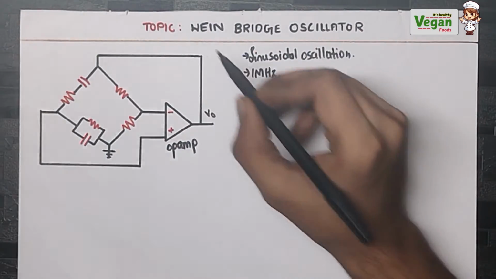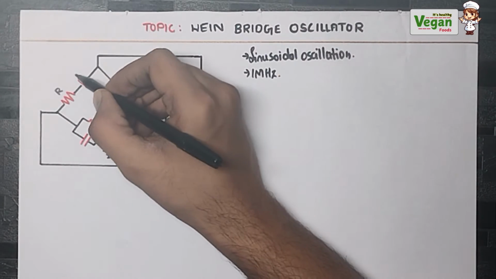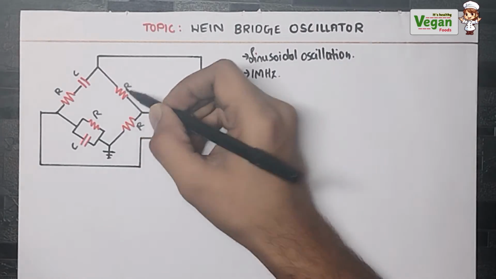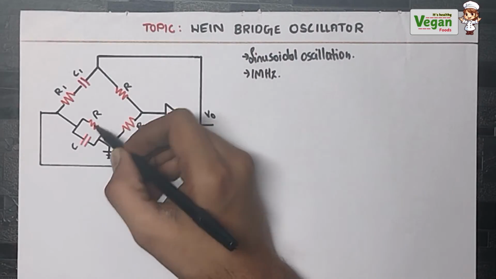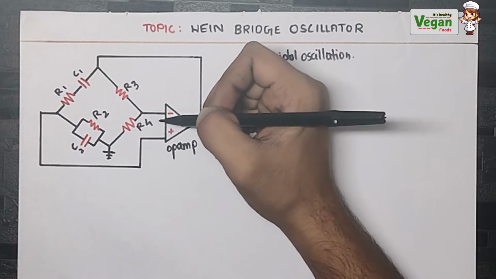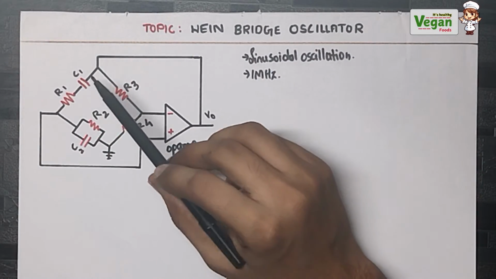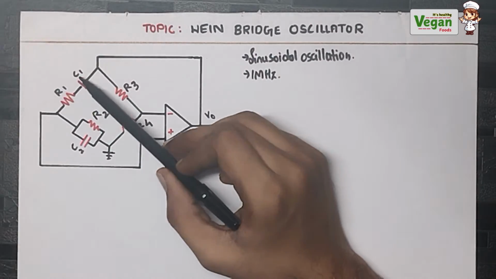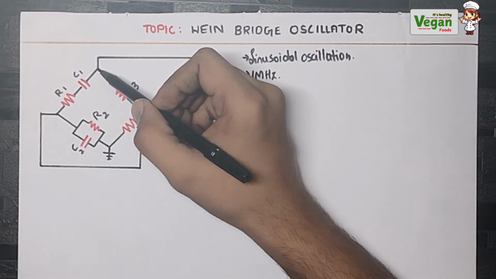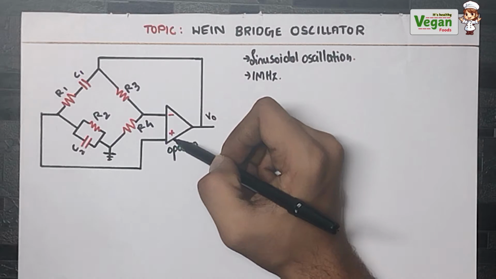This output voltage will be the input to the RC circuit, because here is a resistor and here a capacitor. Let's call them resistor 1, capacitor 1, resistor 2, capacitor 2, resistor 3 and resistor 4. So this is the RC network, the network consisting of both resistance and capacitance. This voltage will be input to the RC network. Then the output of this RC network will act as the input to the operational amplifier.